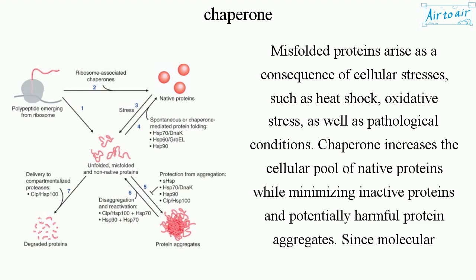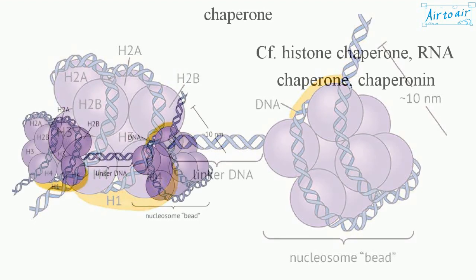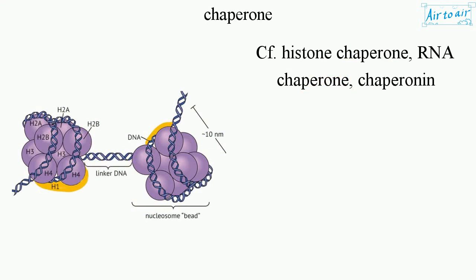Since molecular chaperones have important roles in protein folding and remodeling, modulation of chaperone activity is linked to numerous diseases including cancer and amyloid disorders. Cf. Histone chaperone, RNA chaperone, chaperonin.